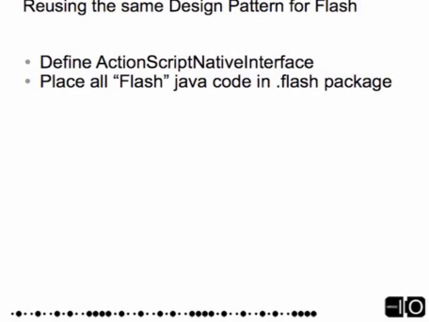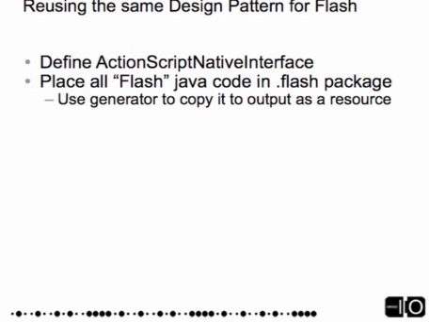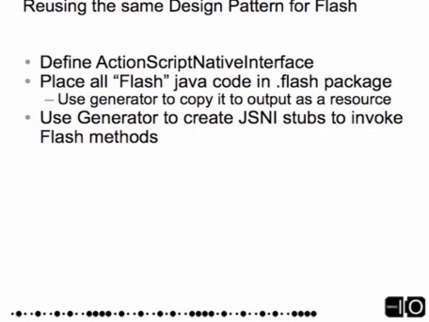Typically with GWT, all of the code that is supposed to be compilable, you put in a .client package. We're going to put all of the Flash-specific code into a .flash package. It's just a convention. And we'll use a generator to copy everything that's in the Flash directory into some other directory. There's a reason why we'll do that, and I'll show you in a second. But then we'll use a generator to create JSNI methods, which invoke methods on the Flash plugin.